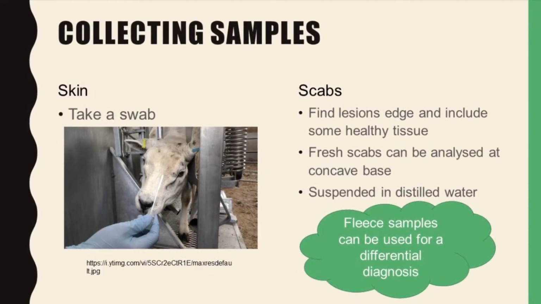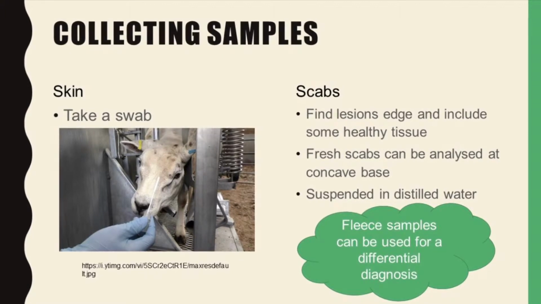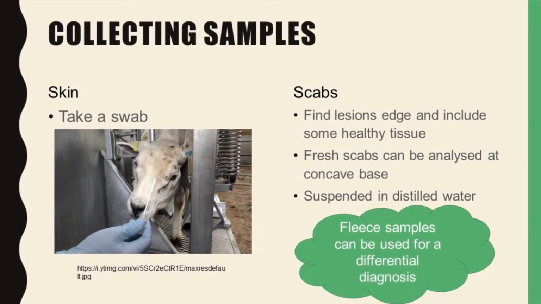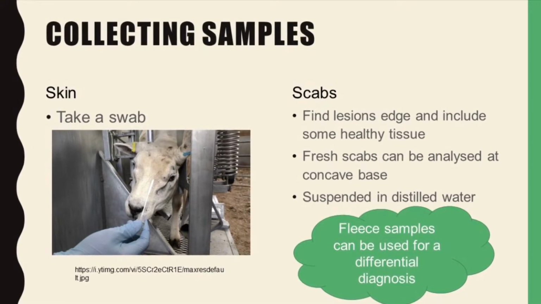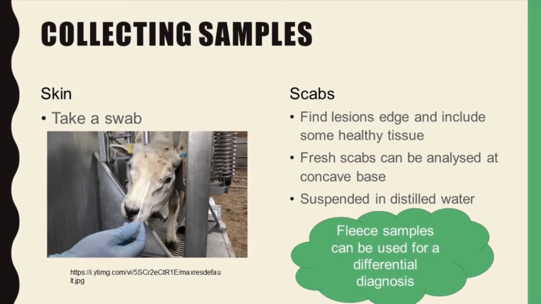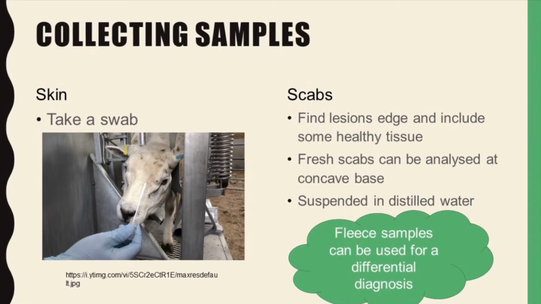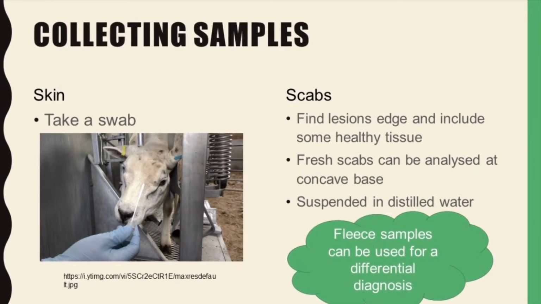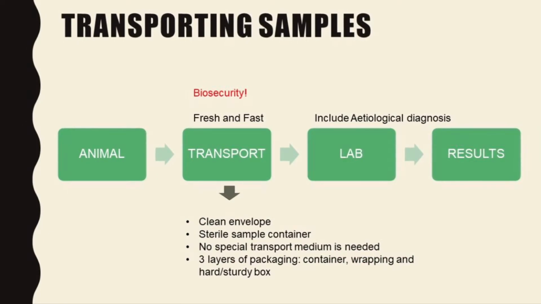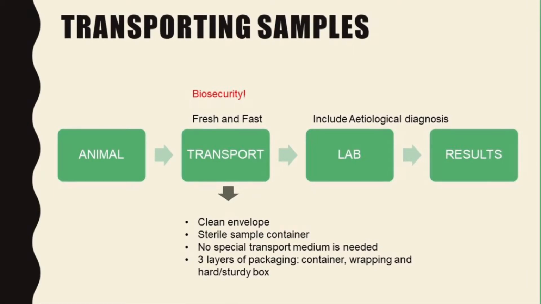A swab of the affected skin, some fleece or a scab are suitable samples for diagnosis. Fresh scabs can be stored in distilled water and then analyzed by their concave base. Samples from the sheep's discolored fleece are helpful as they can be used for a differential diagnosis. This is because lesions can be a result of other bacteria found in the fleece that are not dermatophilosis. The correct transport method for these samples is essential to prevent contamination and to receive the most accurate results possible.